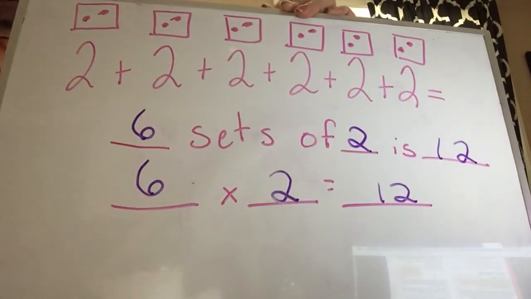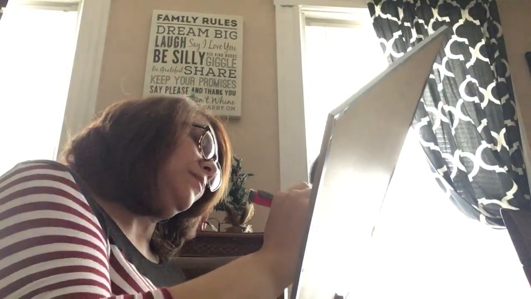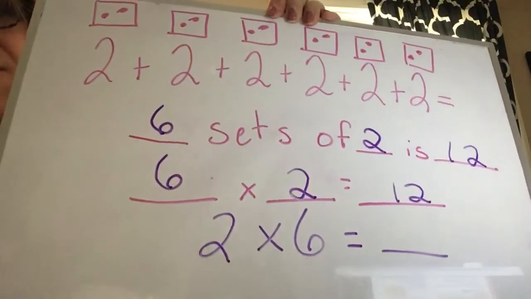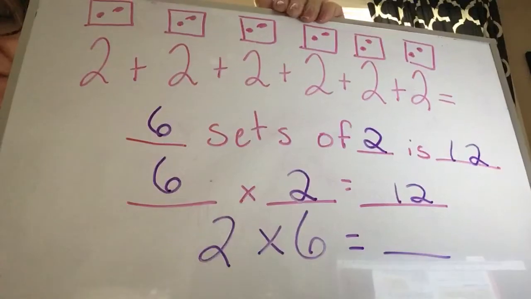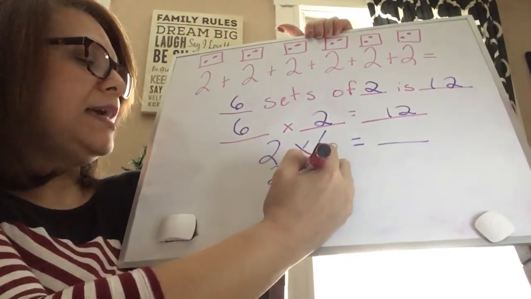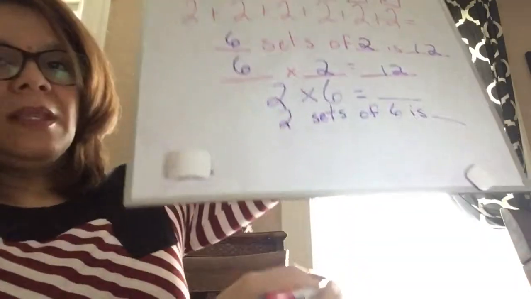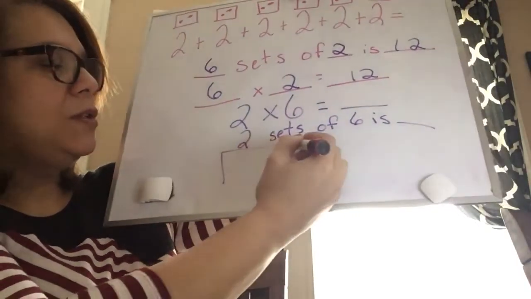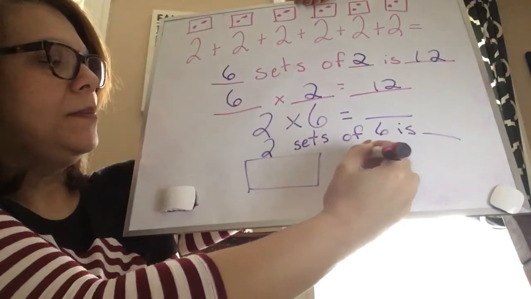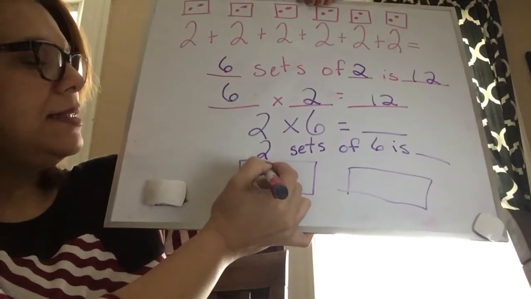Okay? Now, what happens, boys and girls, when I do this? Okay, I'm going to flip this over so I could write. Two times 6. We did 6 times 2 is equal to 12. How about 2 times 6? Well, 2 times 6 just means 2 sets of 6. So why don't we go ahead and use a picture? I'm going to make 2 sets. Here's one, and here's the other. That one got a little bit wobbly. And how many go in each set? 6.